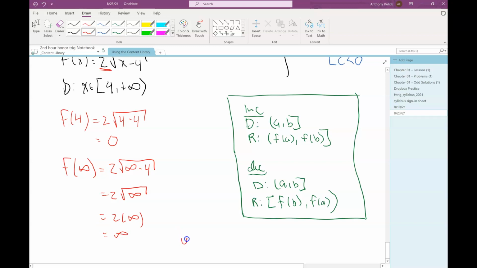So what I have here is that y is 0 to positive infinity. Again, the bracket and the parentheses stayed. Since we had a bracket with the 4, we got a bracket with the 0. Since we had a bracket with the infinity, when we plugged in infinity, whatever we got back from it, got a bracket. Is everybody okay with that?